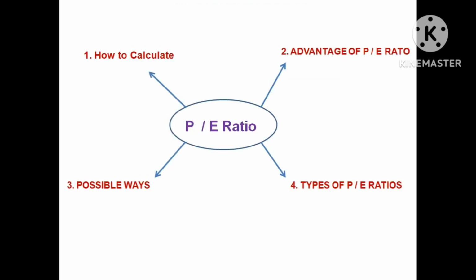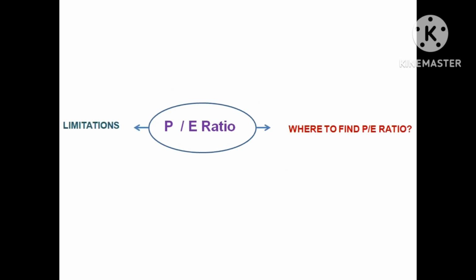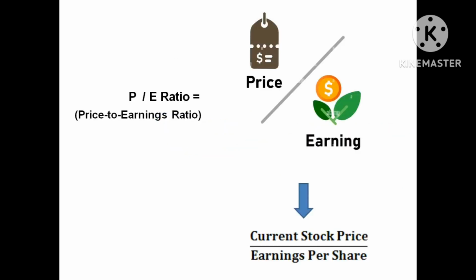We will cover the complete topics related to the price to earnings ratio: how to calculate it, advantages of the PE ratio, the possible ways, what the types of PE ratio are, limitations, and where we can find the PE ratio for a particular stock. Coming to the formula, this is the general basic formula: the current stock price to the earnings per share is called the PE ratio.